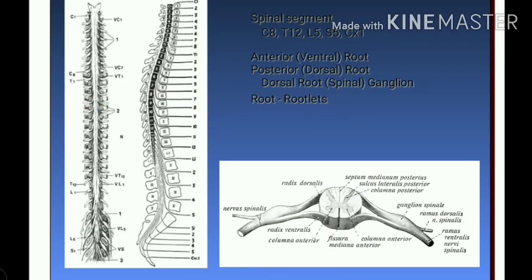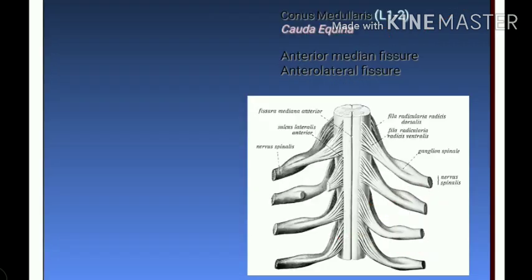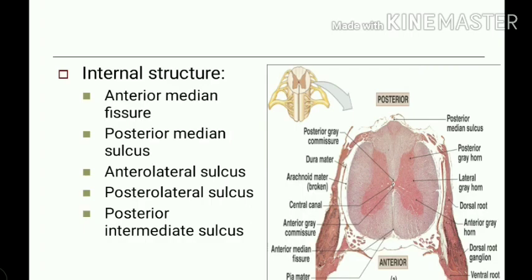Now, here again you can see various spinal segments. As we have discussed, 8 cervical, 12 thoracic, 5 lumbar, 5 sacral and 1 coccygeal segment. And this shows the diagram of a spinal nerve, which has both ventral and dorsal roots. Again here this shows ventral and dorsal roots.